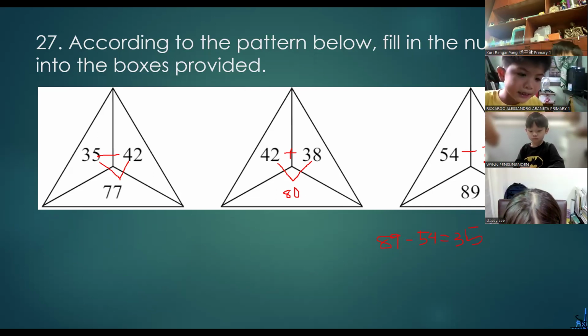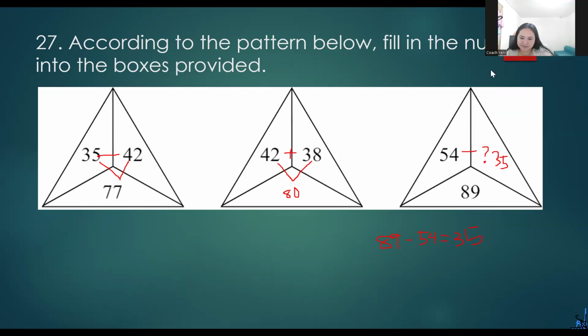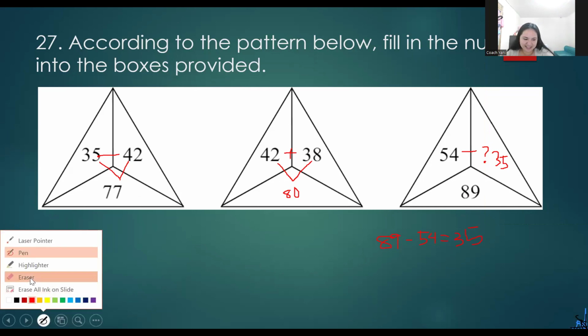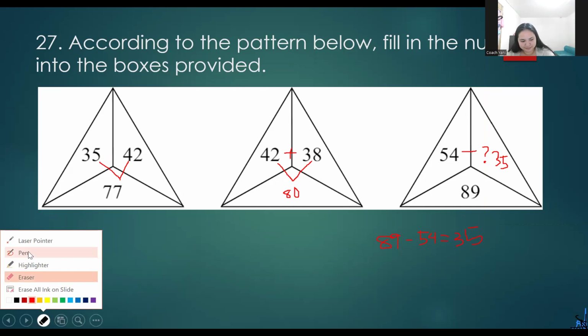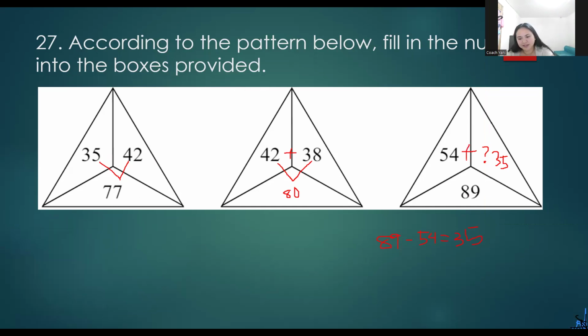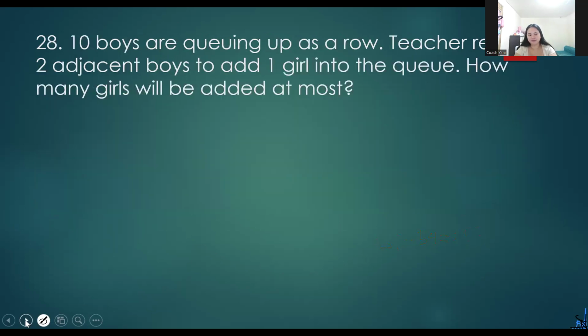This is 34. Do you get this? Addition. So 54 plus 35, you get 89. So that's the correct answer. 80 and 35. Okay.